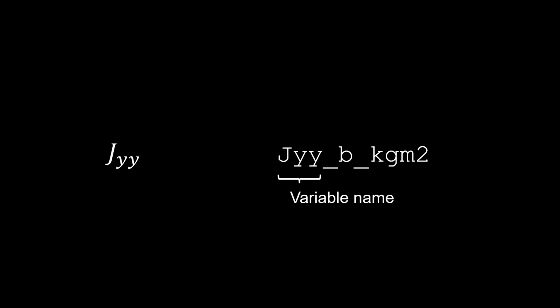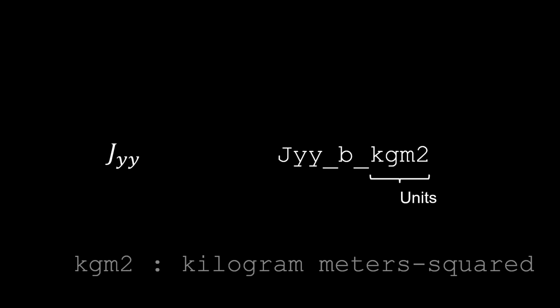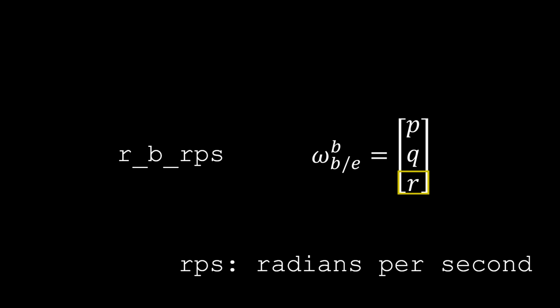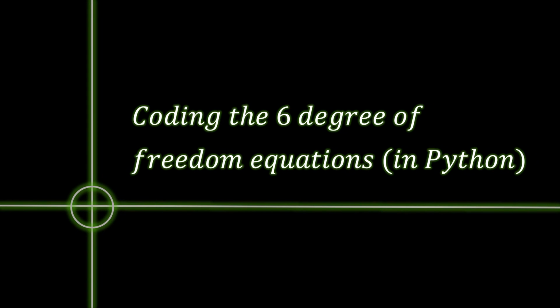What about the y-axis moment of inertia? Its name, its coordinate system, and its units. Can you tell what this variable is? It's the yaw rate along the z-axis in the body coordinate system with units of radians per second. With those preliminaries aside, let's take a look at the code.